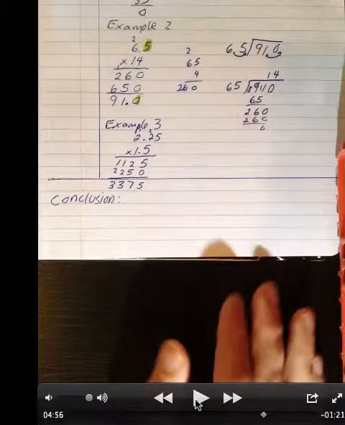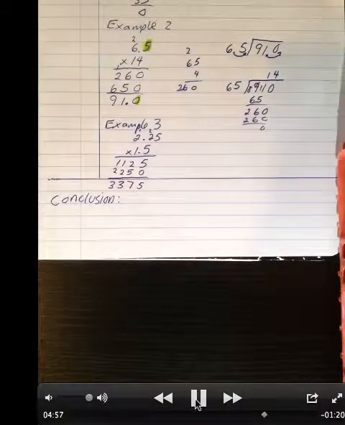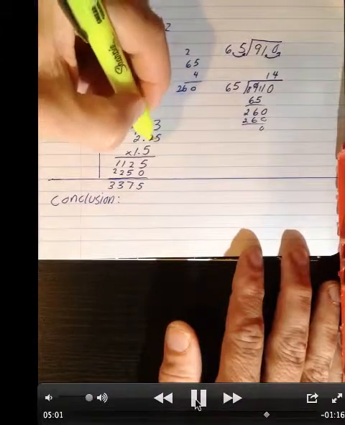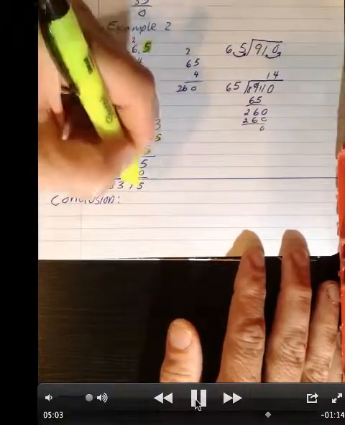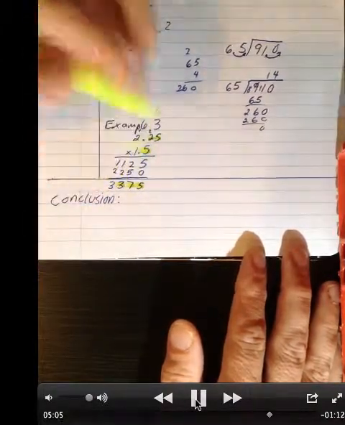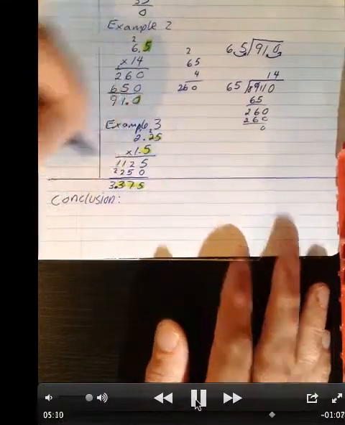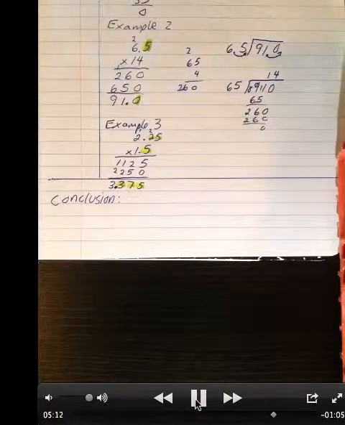Notice we did not pay attention at all to the decimal point. We just ignored it. Now we're going to determine the number of digits to the right of the decimal. I'm going to highlight each one. 1, 2, 3. So I'm going to have 3 in the answer. So the answer is 3 and 375 thousandths.